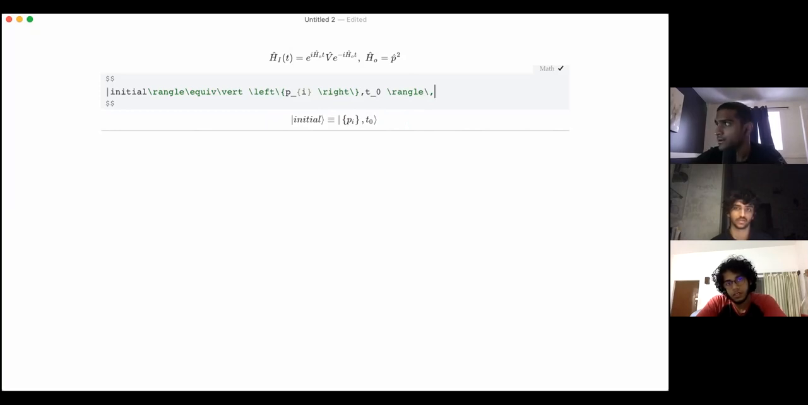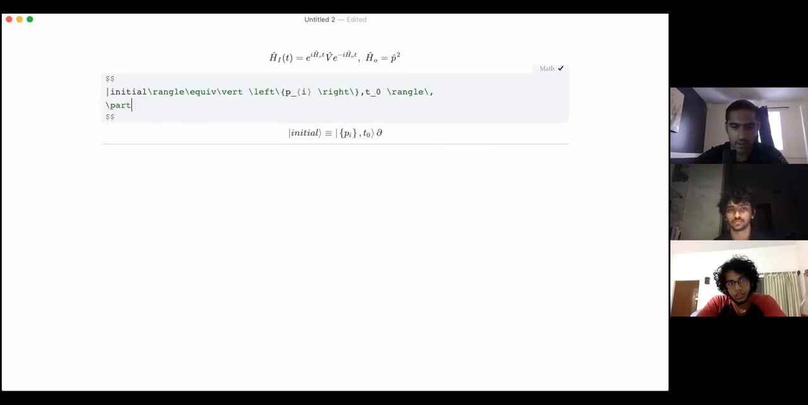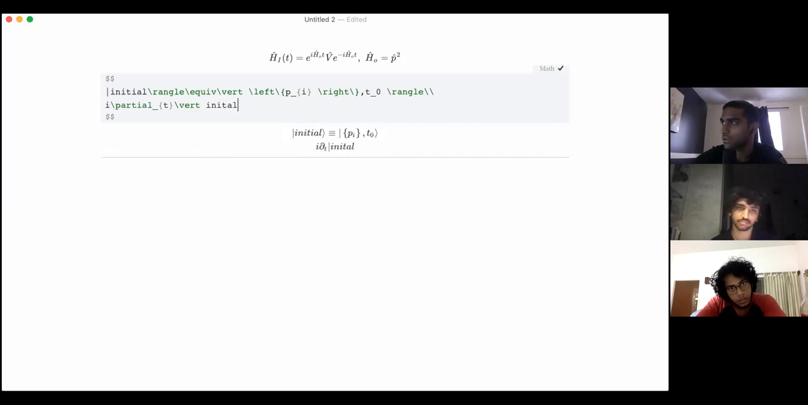this state satisfies, sorry, I used the wrong notation here. I partial t, initial.